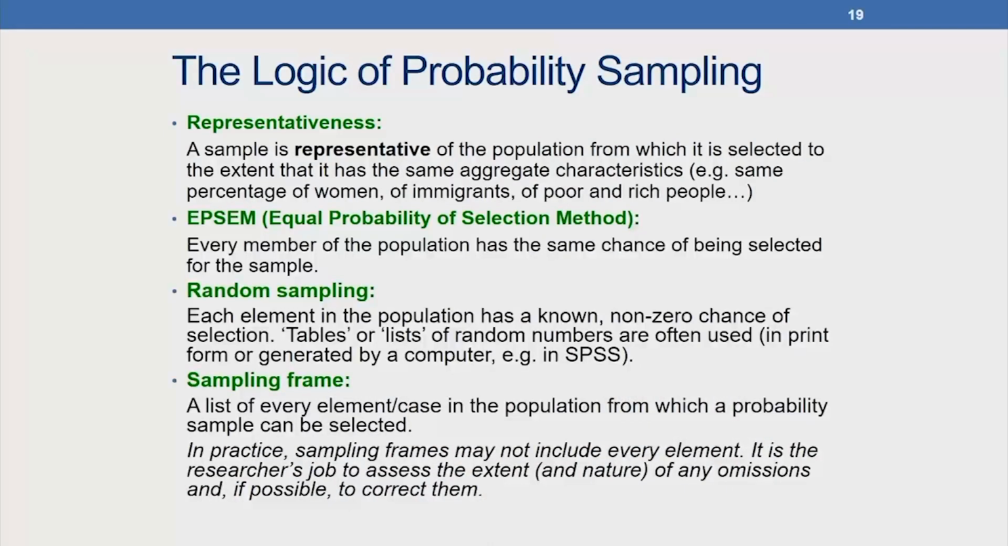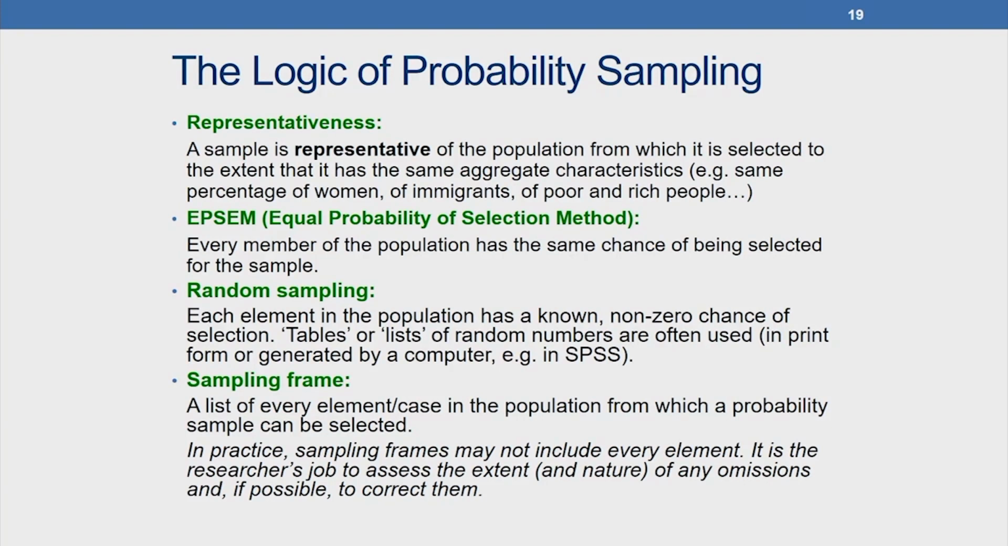So, what is the logic of probability sampling? We can group them as follows. First is representativeness. A sample is representative of the population from which it is selected to the extent that it has the same aggregate characteristics. For example, the same percentage of women, immigrants, poor and rich people. Second, equal probability of selection. When we are drawing a random sample, every member of the population has the same chance of being included in the sample. So, in a random sample, each element in the population has a known, non-zero chance of selection. Tables or lists of random numbers are often used, either in print form or generated from the computer, from Excel sheets and so on.